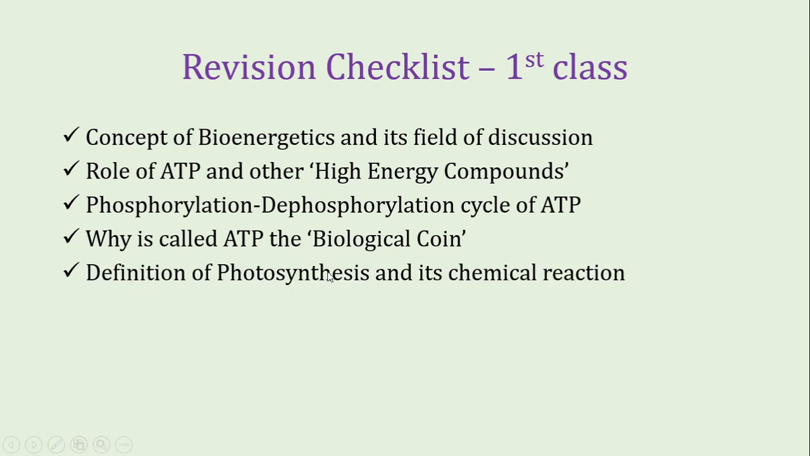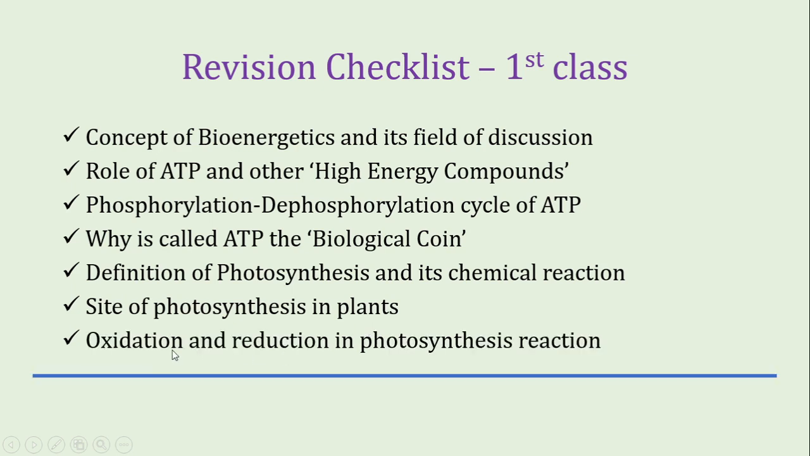Definition of photosynthesis and its chemical reaction: we have understood that 6 carbon dioxide molecules attach with 12 water molecules to produce 1 glucose molecule plus 6 water molecules plus 6 oxygen molecules. The site of photosynthesis in plants is the mesophyll tissue of leaves. Oxidation and reduction is performed in the photosynthesis reaction. In the photosynthesis reaction, oxidation and reduction both take place simultaneously. Carbon dioxide is reduced and water molecule is oxidized.